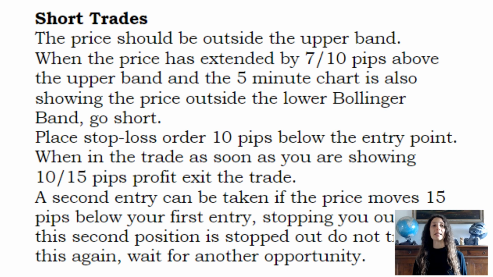Short trades. The price should be outside the upper band. When the price is extended by 7-10 pips above the upper band and the 5-minute chart is also showing the price outside the upper Bollinger Band, go short. Place a stop loss order 10 pips above the entry point. When in the trade, as soon as you are showing 10-15 pips profit, exit the trade.